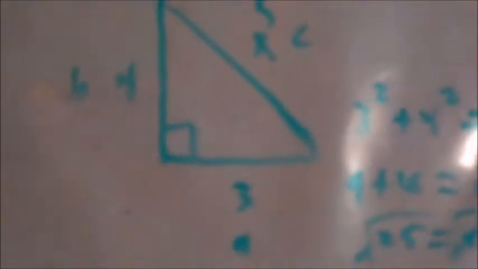3, 4, and 5 are a common Pythagorean triple, which are whole numbers that fit the Pythagorean theorem. This will work on every right triangle and can be used very importantly. Now there are all kinds of other things you can do. For example, you can have a missing side.